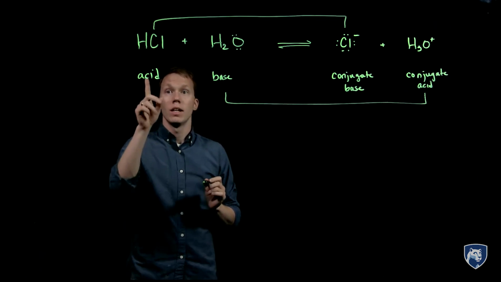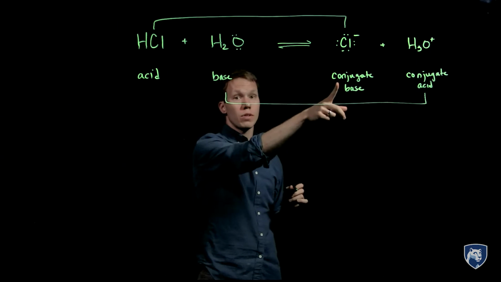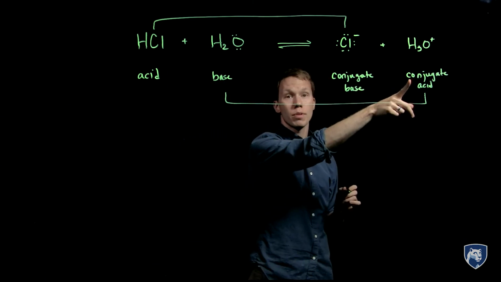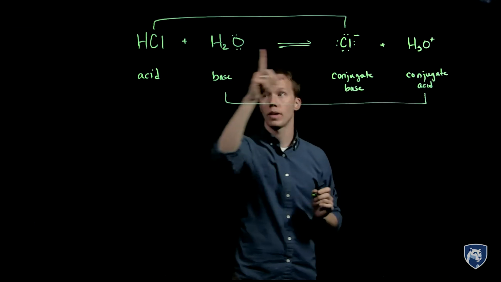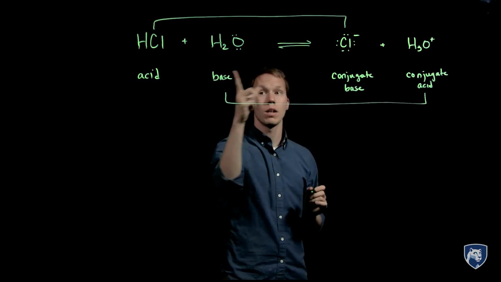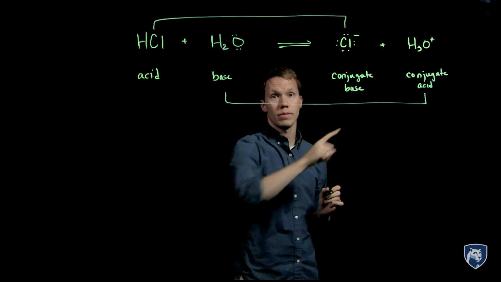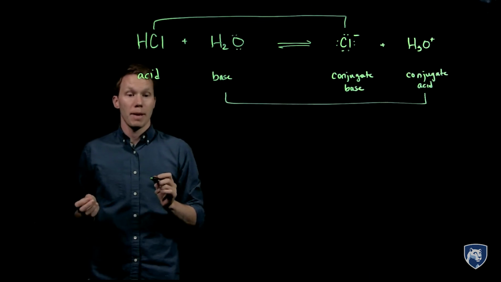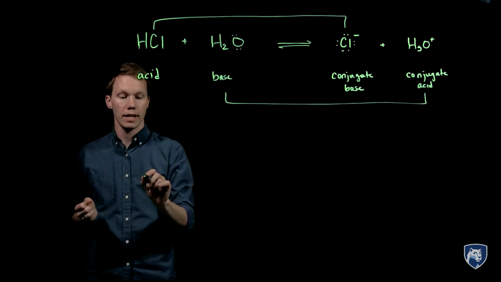These acids lose a proton to produce the conjugate base. Bases gain a proton to produce the conjugate acid, okay? Acids lose, bases gain.